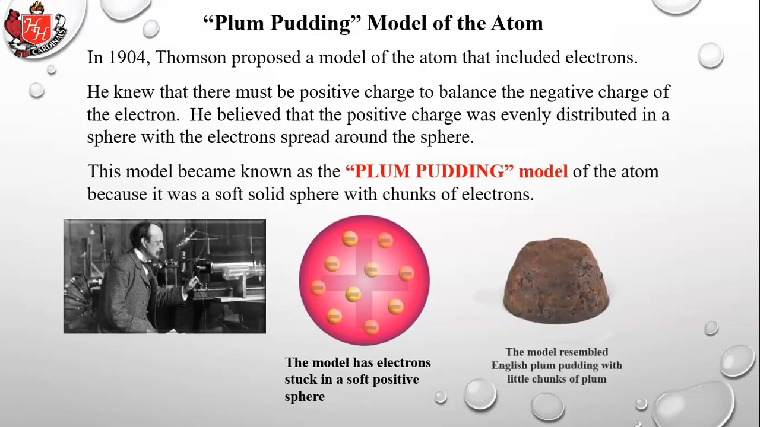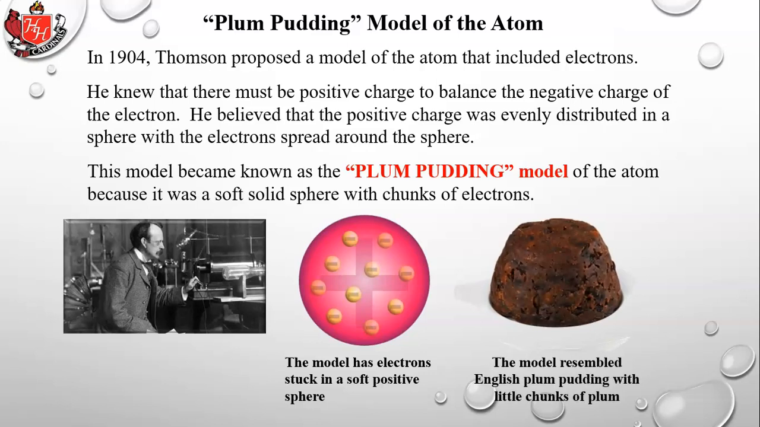This became known as the Plum pudding model of the atom because it was a soft, solid sphere with chunks of electrons. So Thomson was English, and they have this stuff in England called pudding. It's not like what we think of pudding. It's more like a kind of cake or bread, but it has spices in it and it has different things stuck in it. So there you see a picture of plum pudding, and so they called it the Plum pudding model of the atom.